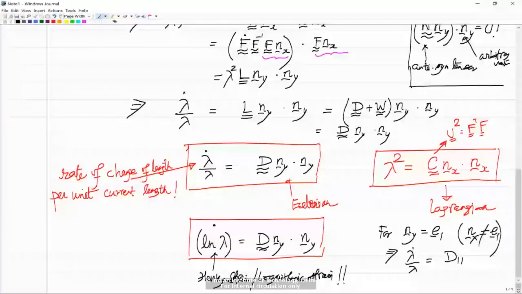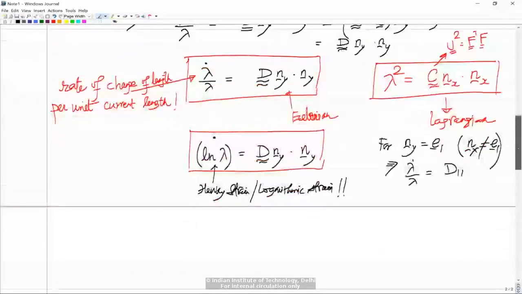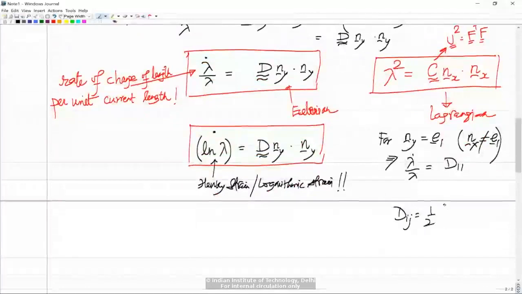Similarly, if you choose Ny equal to E2, then what you get is D22. Ny equal to E3, then what you get is D33. So basically what you see is that the diagonal components of D are giving you the rate of change of length per unit current length. Now let's look at the other one, and remember that D in index form, Dij is half of del Vi over del Yj plus del Vj over del Yi.